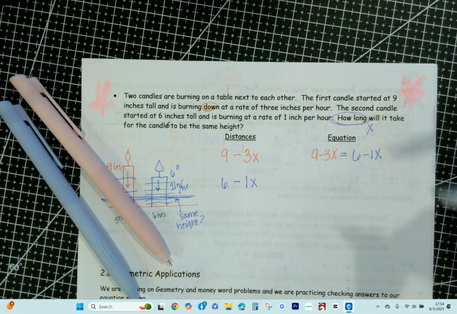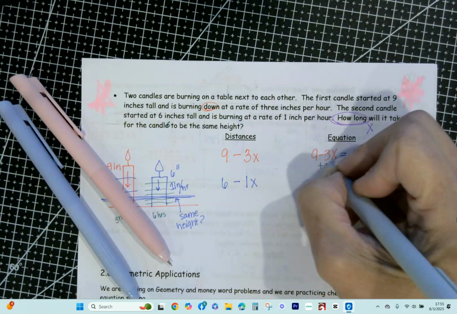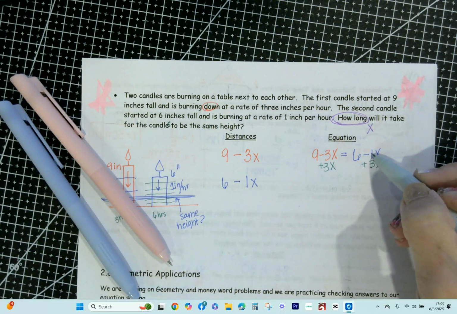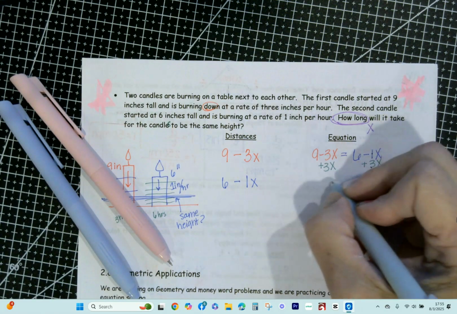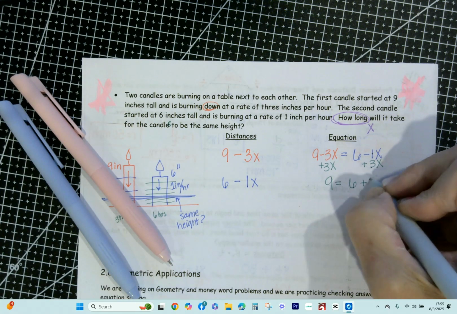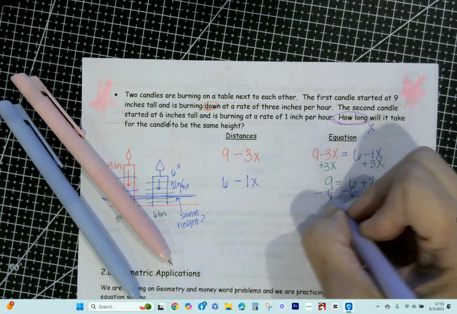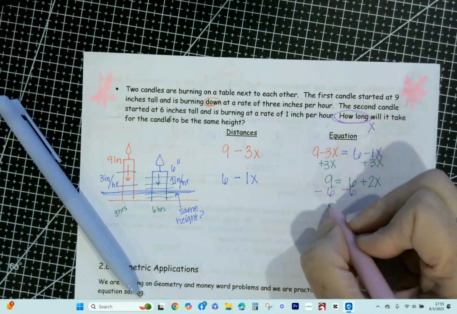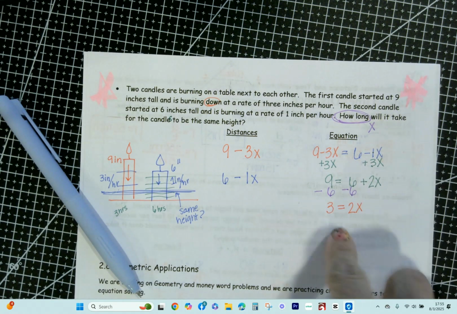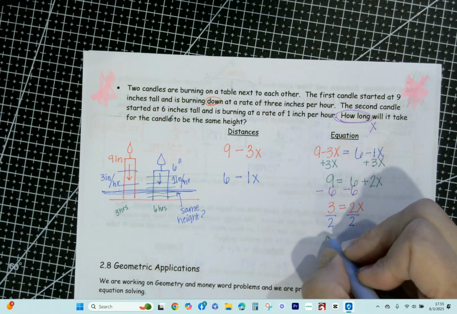All right, let's talk about our x's. If I move my 3 over here using addition, okay, 3 is bigger than -1, right? So I'm going to end up with 9 over here, 6, and then 3 take away 1 is 2. So I have this. Then I want to subtract a 6. Okay, 9 minus 6 is 3. And then we have 2x. And then finally we're going to divide by 2.